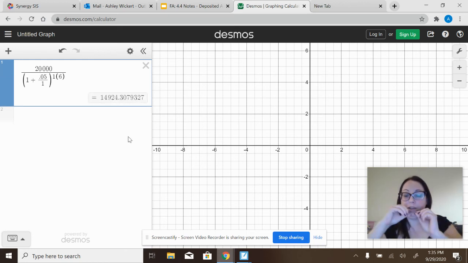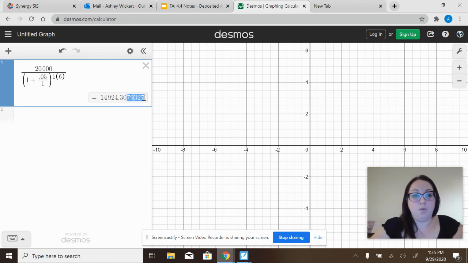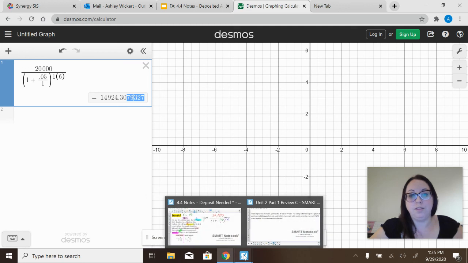So if they're just going to deposit one amount and let it sit, this is it. So I'm going to round it off at 2 places, $14,924, and 0.307 is going to round up to 31 cents.